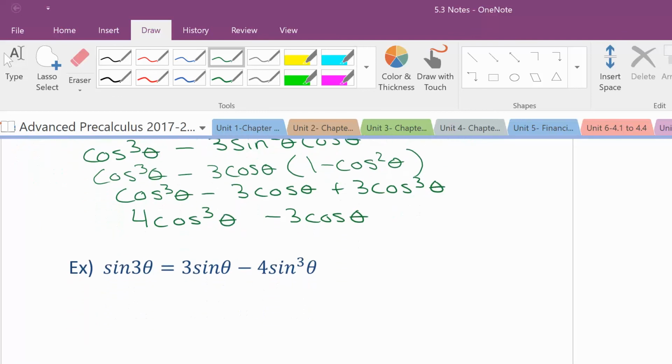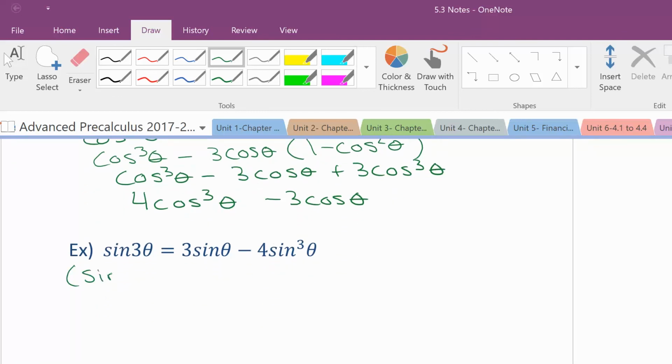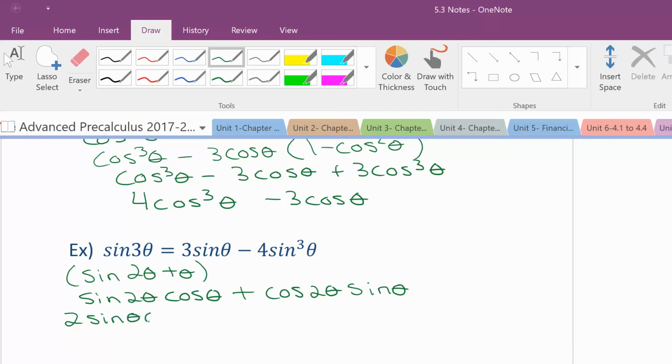All right, the last one is very similar. We're just going to use the fact that sine 3 theta is 2 theta plus theta. So we expand it out into sine 2 theta cosine theta plus cosine 2 theta sine theta. Sine 2 theta is 2 sine theta cosine theta times the cosine theta plus cosine squared theta minus sine squared theta times the sine.